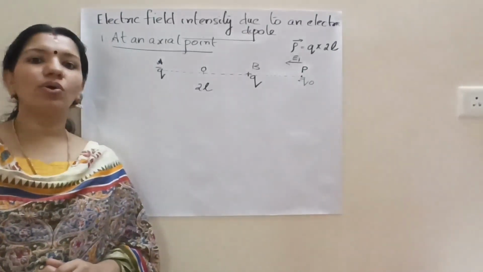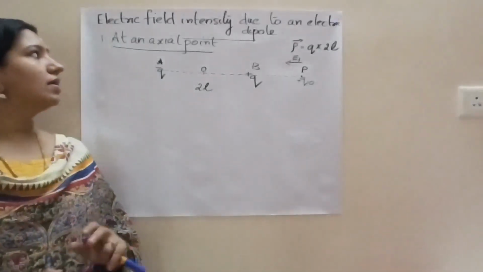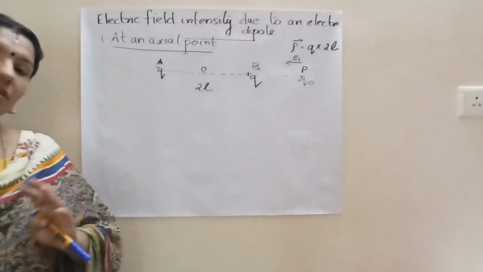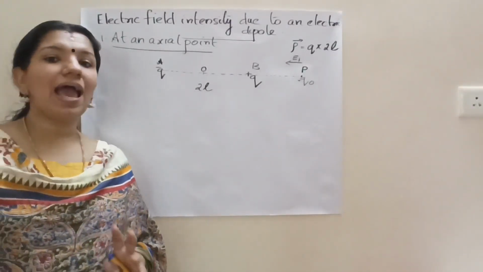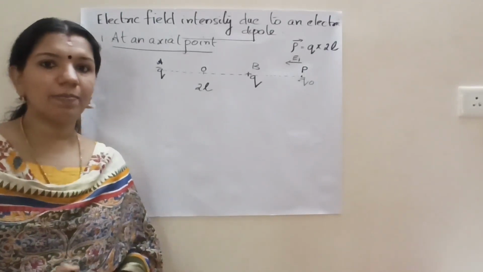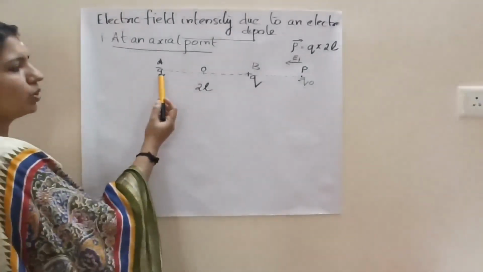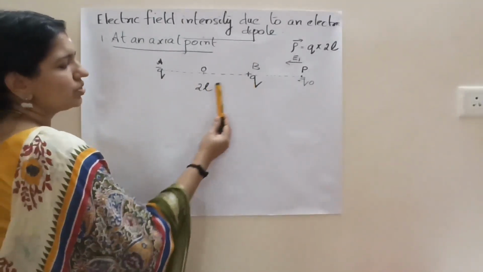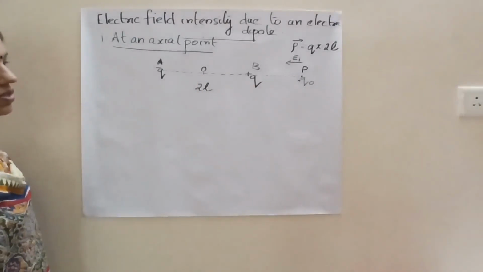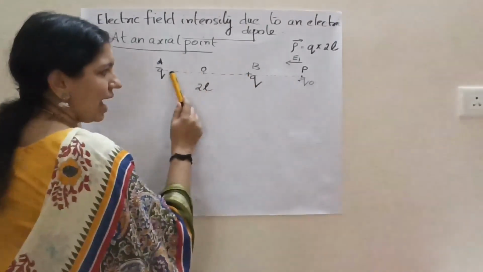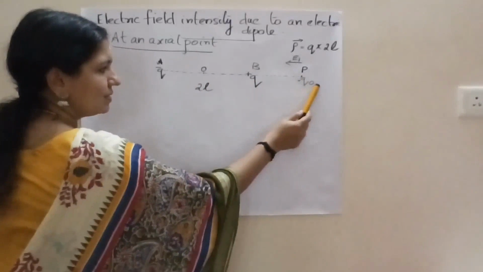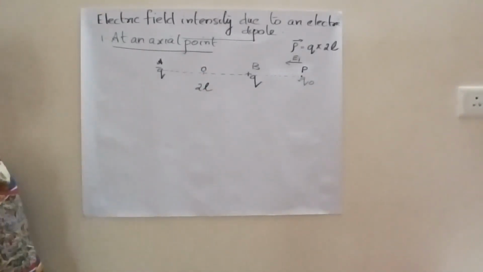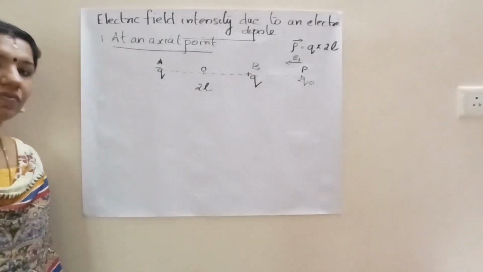Now today we are going to derive another expression and the case is the electric field intensity due to an electric dipole when we are placing the unit positive charge at an axial point. What do you mean by axial point? That means if this is the dipole, an arrangement consisting of minus q and plus q charge separated by a distance 2l, and in the axis of this dipole itself I am placing a unit positive charge, how can I find out the electric field intensity? That is what we are going to derive today.